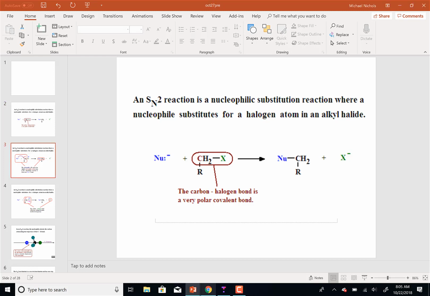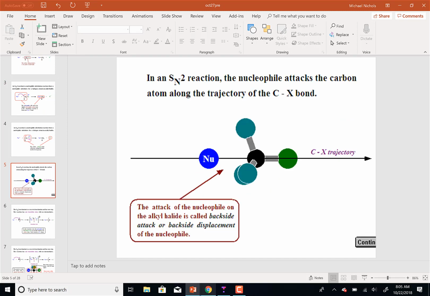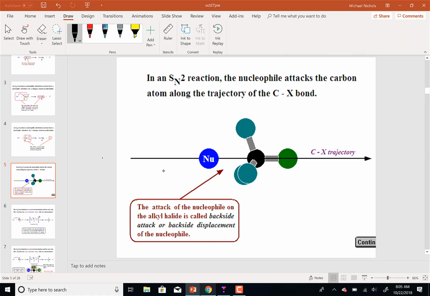So the PowerPoints for this are pretty straightforward in terms of how an SN2 reaction occurs. This picture right here shows the idea that the nucleophile needs to attack down the carbon halogen or carbon leaving group bond. We're going to start with halogens as the leaving group, but we could expand that, and we'll expand it. So the nucleophile has to come down and attack that.